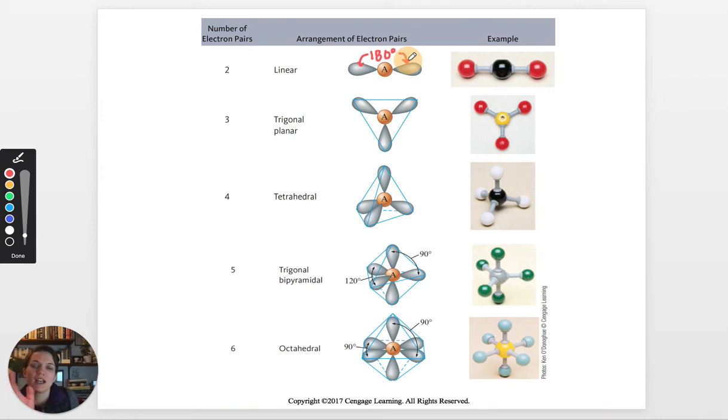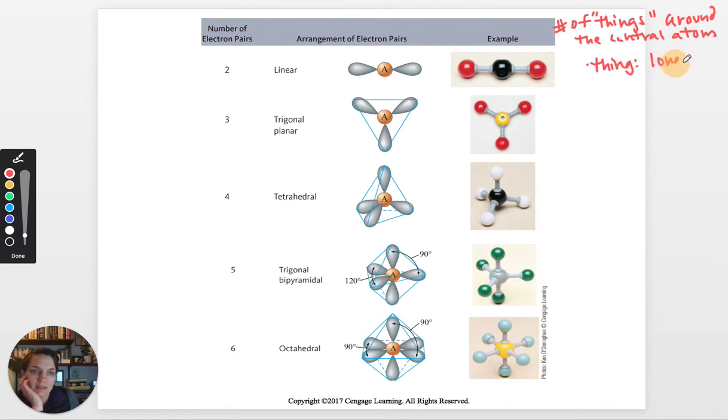So one important thing, this is our number of electron pairs around our central molecule. So you're always counting. I like to think of it as the number of things, or effective electron pairs around that central atom. So a thing is going to be a lone pair, or it's going to be any kind of bond. So that means single, double, or triple bond. It doesn't matter.